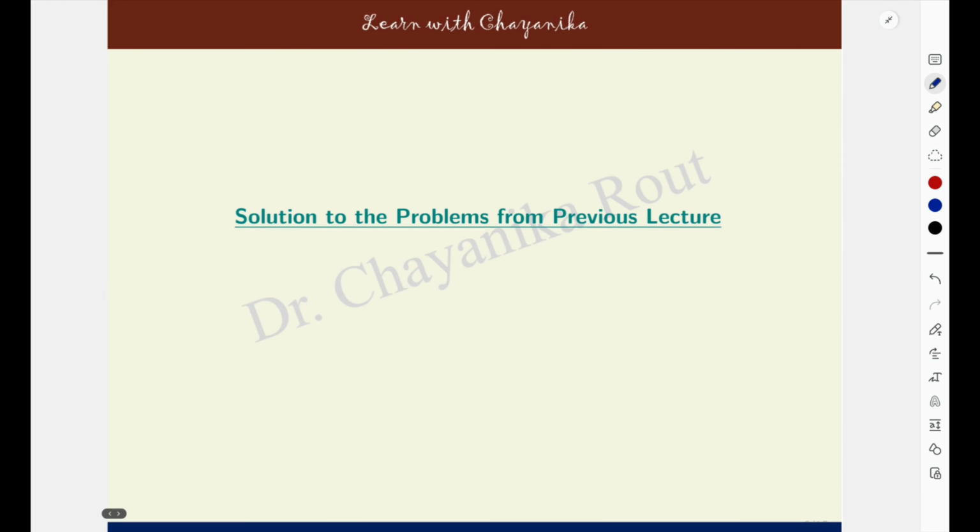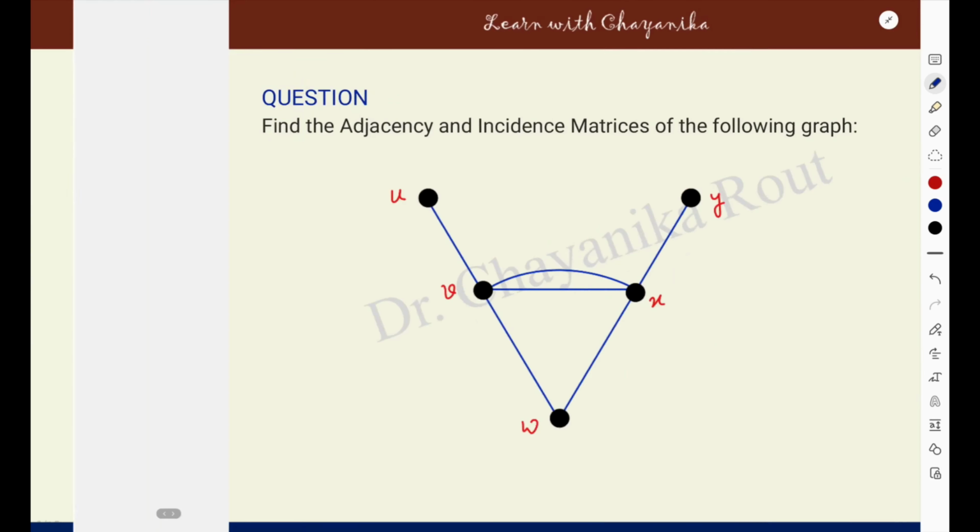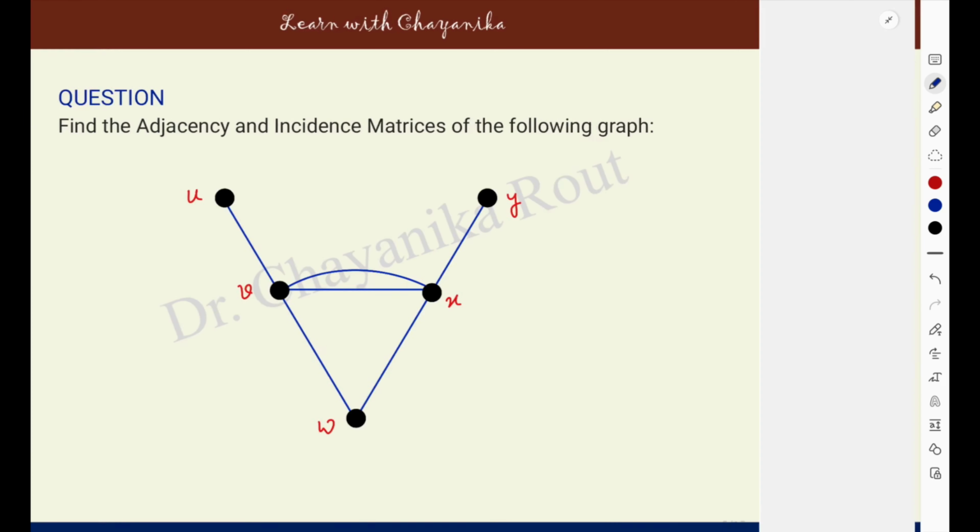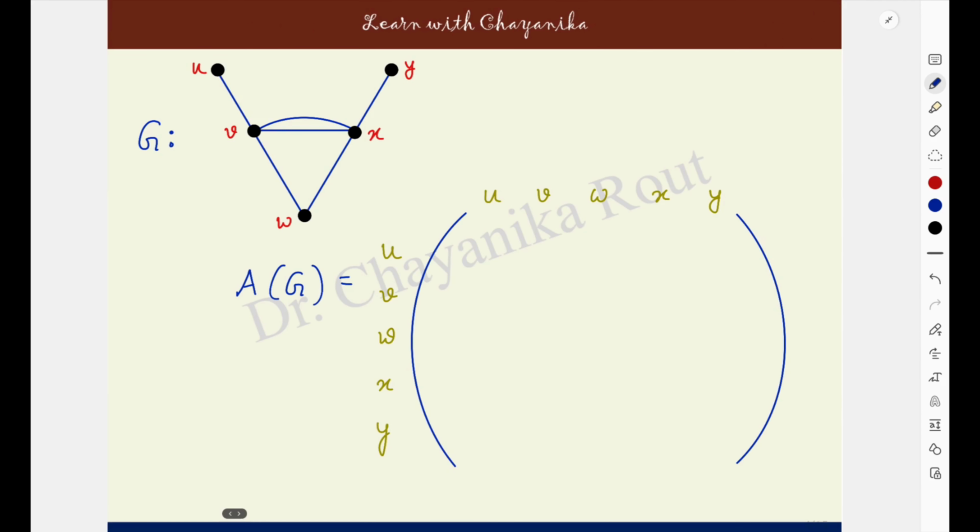So before I start today's lecture, I am going to provide you with the solution to the problems that I have given to you in the previous lecture. The first question was you were given a graph and you were asked to find out the adjacency and incidence matrices of that graph. So let us first find out the adjacency matrix.